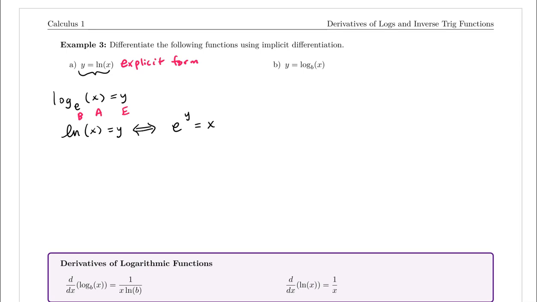is equal to x. Now what I can do is use implicit differentiation by taking the derivative with respect to x of both sides of this new equation that we have. So I have the derivative with respect to x of x on the right-hand side, and the right-hand side is going to be easier to calculate. The derivative of x with respect to x is 1. And then on the left-hand side, I will use chain rule.